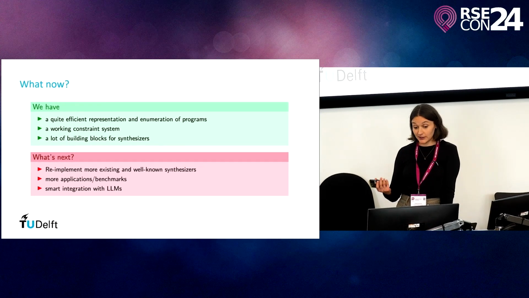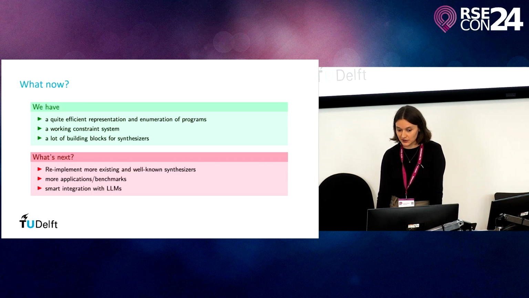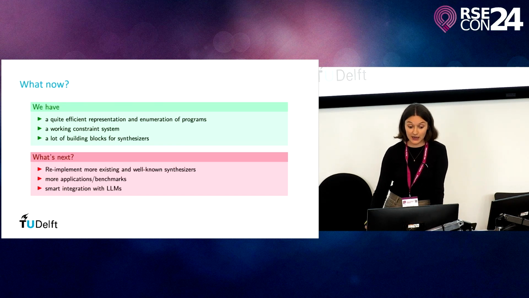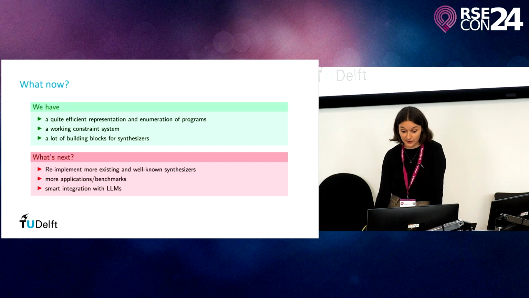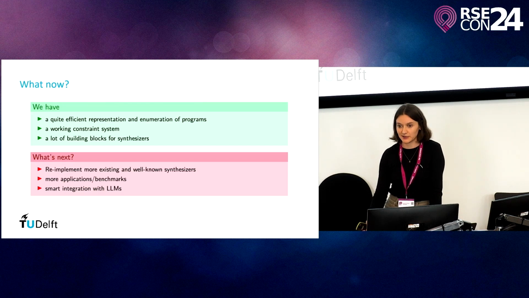So where are we at the moment? What's already quite advanced? We have efficient representations and enumerations for programs. We have a working constraint system, and we provide a lot of building blocks for people to implement their own synthesizers. What we still have to do more of is to provide implementations for existing synthesizers, add more benchmarks and problems other people can use to run their methods on. And also, of course, in the future, to find smart ways to integrate large language models, which are not just wrappers around calling an LLM and letting it write some code.